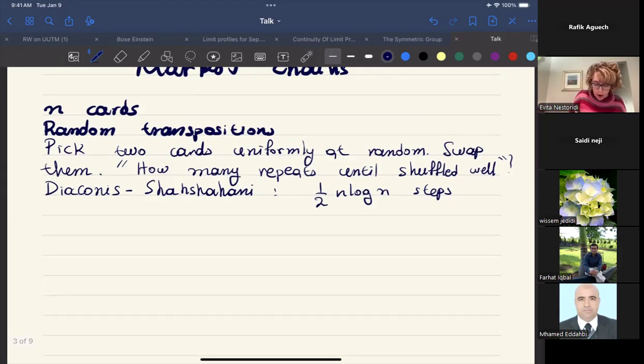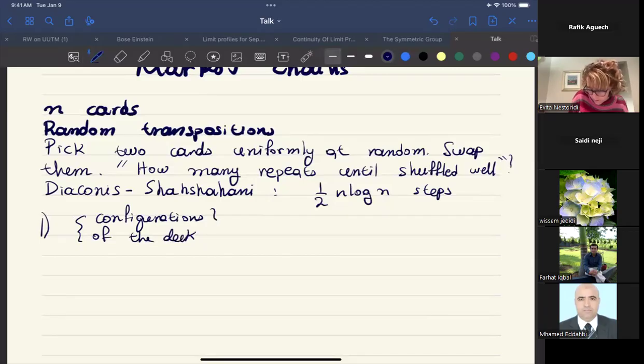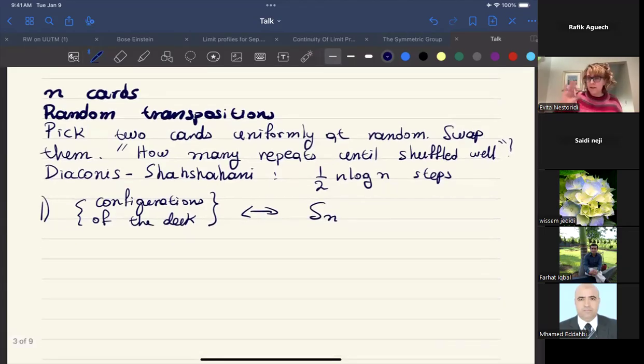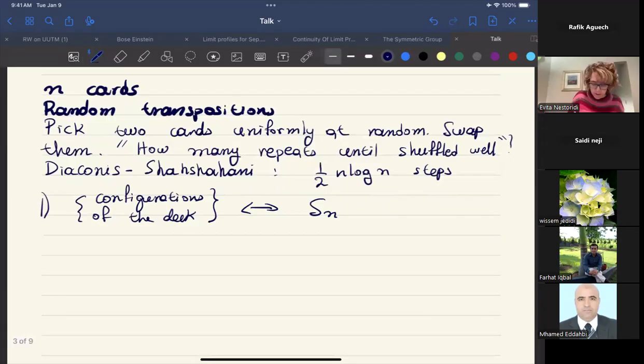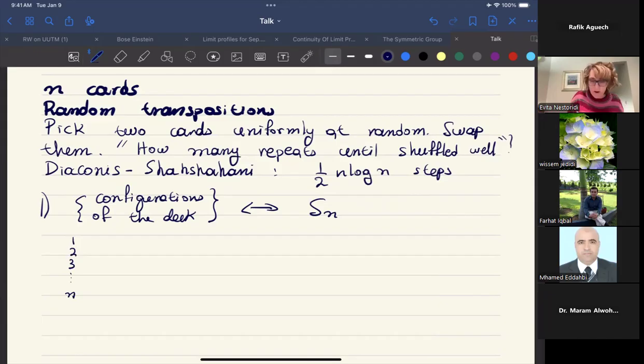And so in card shuffling, the first thing to notice is that if you look at the set of configurations of a deck, that corresponds to the symmetric group on n cards. Why is that? Well, when we buy the deck of cards at the store, all cards come in order. So let's say we have them in order 1, 2, 3, all the way to n. That corresponds to the identity element of the symmetric group.